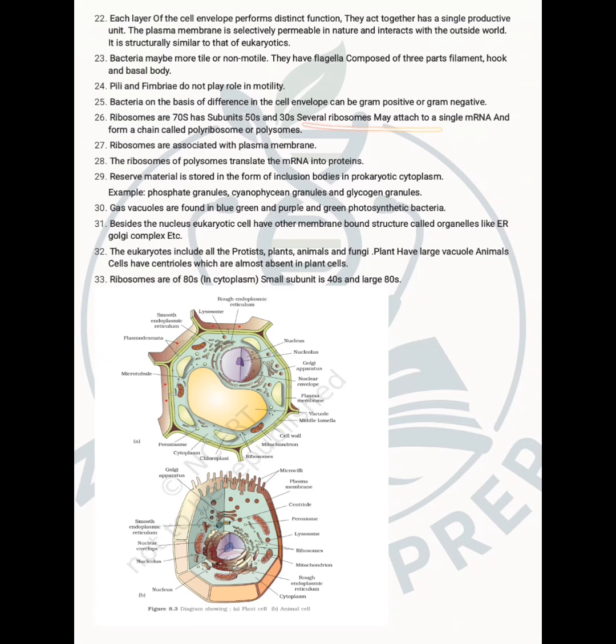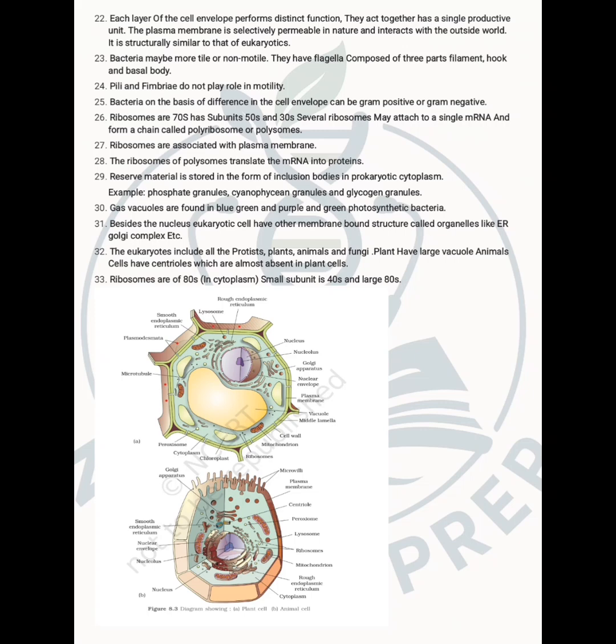Several ribosomes may attach to a single mRNA and form a chain called a polysome or polyribosomes. Ribosomes are associated with the plasma membrane. The ribosomes or the polysome translate the mRNA into proteins. Reserve material is stored in the form of inclusion bodies in the prokaryotic cytoplasm.